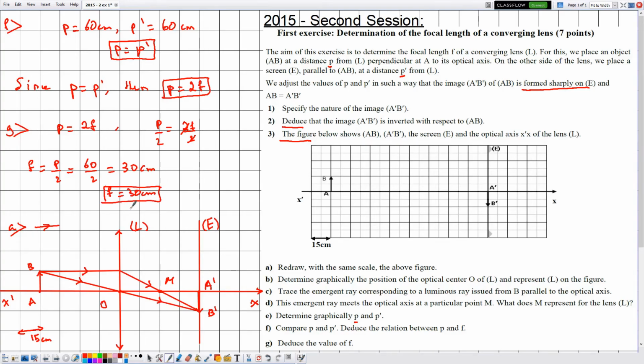So the focal length of this lens is positive, which confirms that the used lens L is a converging lens, because we know that for a converging lens the focal length is always positive. And by this we have finished solving this exercise.